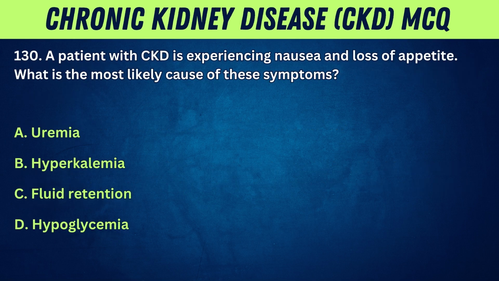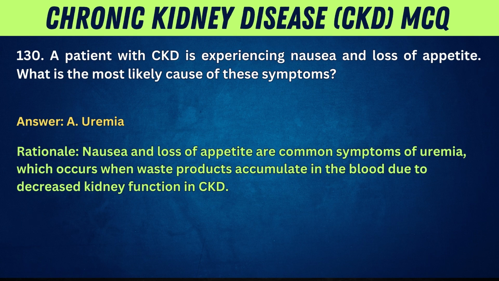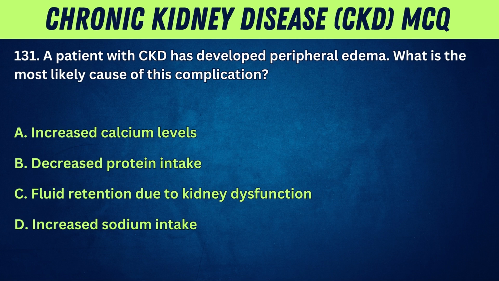130. A patient with CKD is experiencing nausea and loss of appetite. What is the most likely cause of these symptoms? A. Uremia. B. Hyperkalemia. C. Fluid retention. D. Hypoglycemia. Answer: A. Uremia. Rationale: nausea and loss of appetite are common symptoms of uremia, which occurs when waste products accumulate in the blood due to decreased kidney function in CKD.